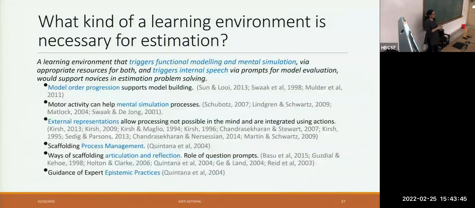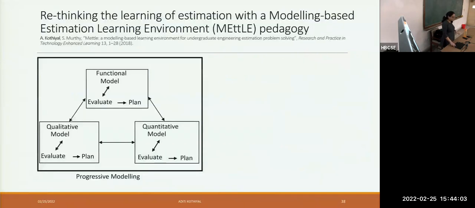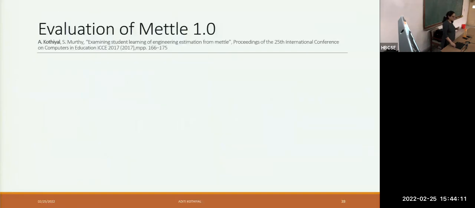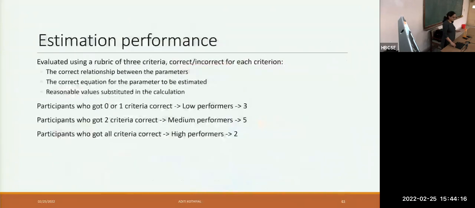On the basis of this, we ask what kind of learning environment is needed. We make some conjectures about that. We use literature to guide us about what features should be there in the learning environment. Then we built this learning environment, which I talked about yesterday already. I'm not going to repeat that. We had two versions of this, and we evaluated each of these.